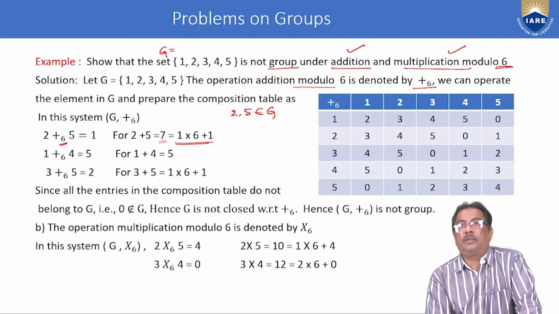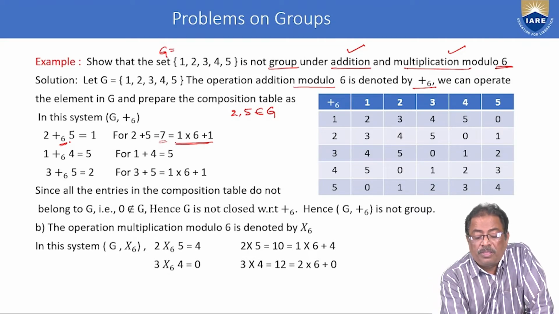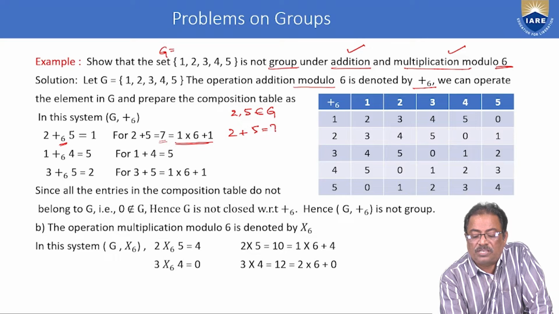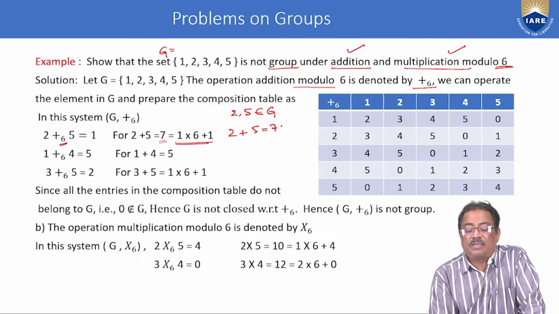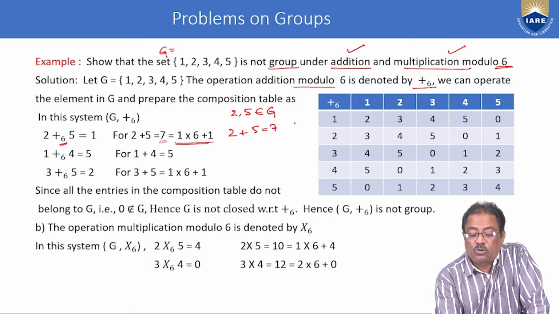I am selecting two elements. I am going to verify additive modulo 6. So 2 plus 5, of course additive modulo 6, is equal to 7. 7 is greater than 6, so I can write this as 6 into 1 plus 1.